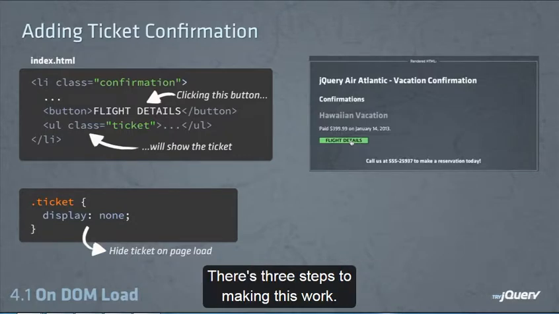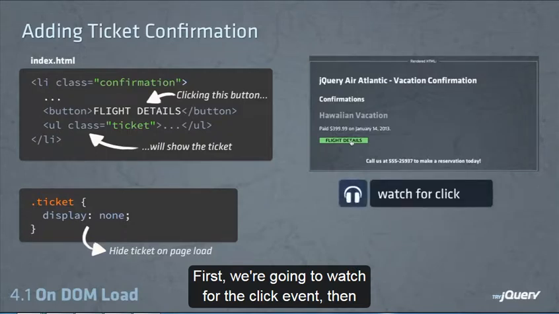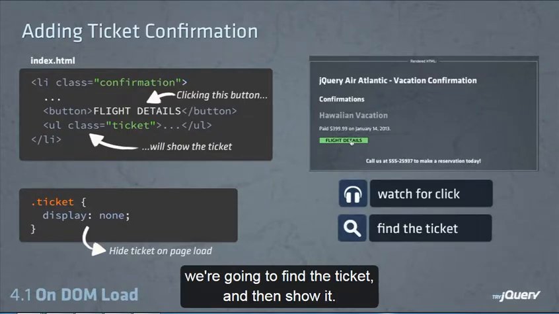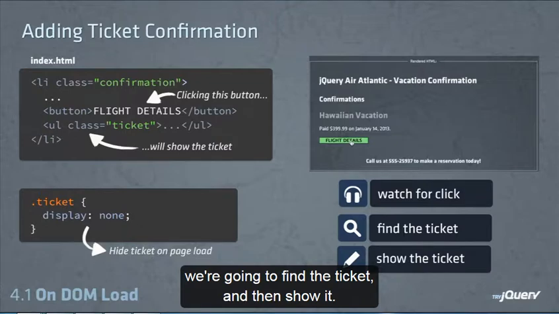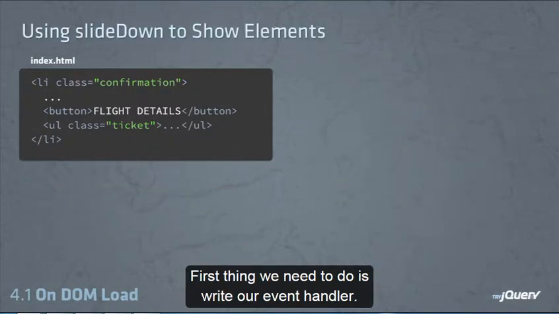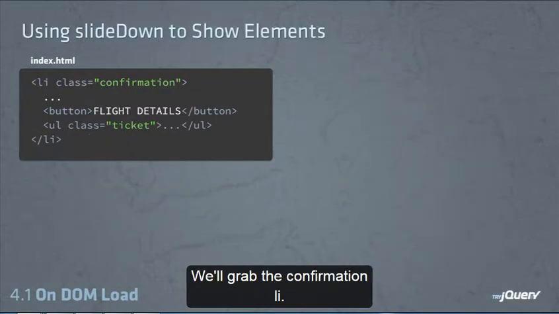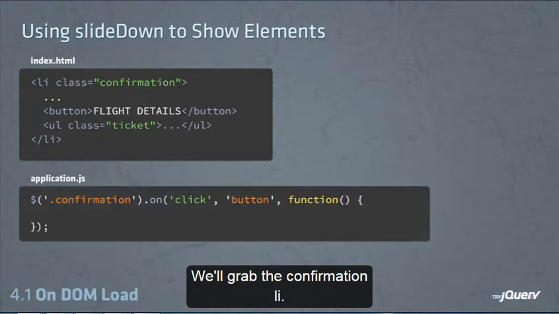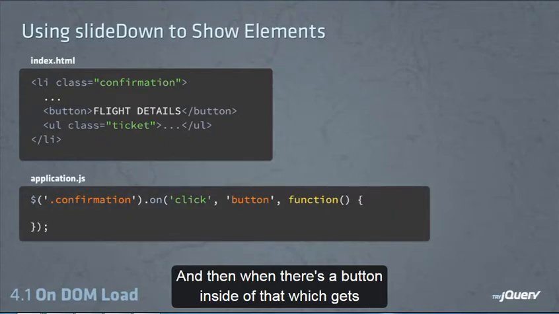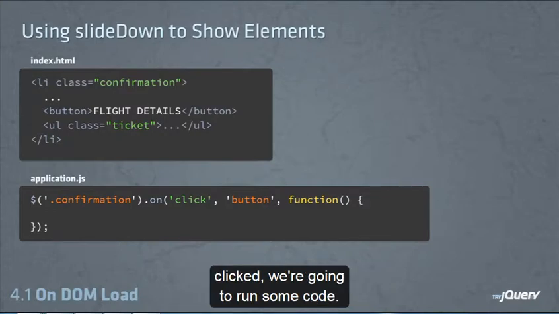There's 3 steps to making this work. First, we're going to watch for the click event, then we're going to find the ticket, and then show it. First thing we need to do is write our event handler. We'll grab the confirmation li, and then when there's a button inside of that which gets clicked, we're going to run some code.